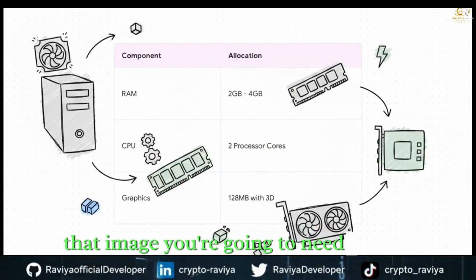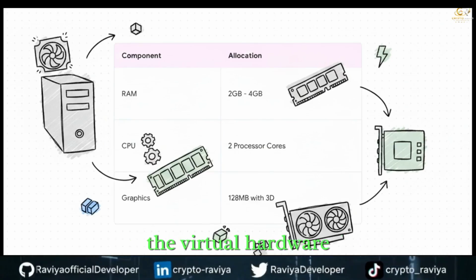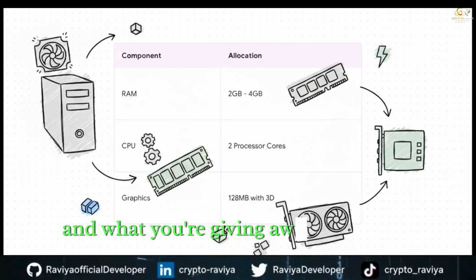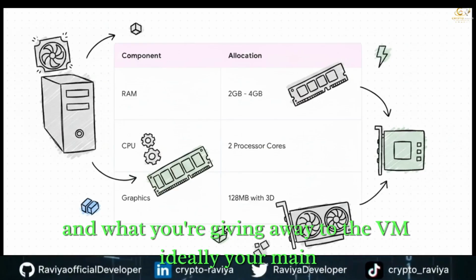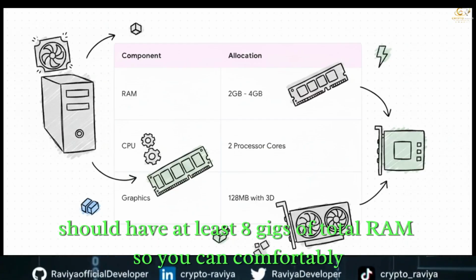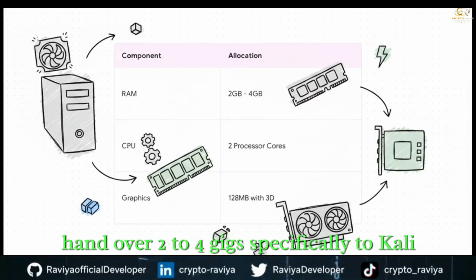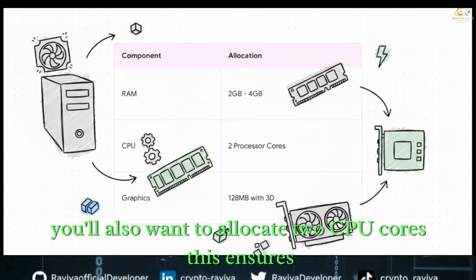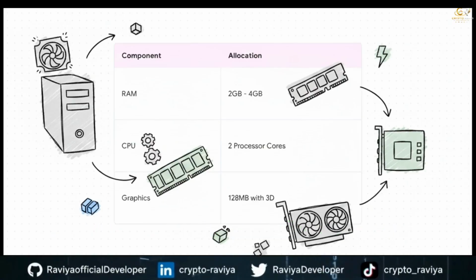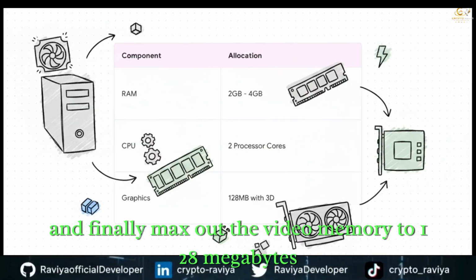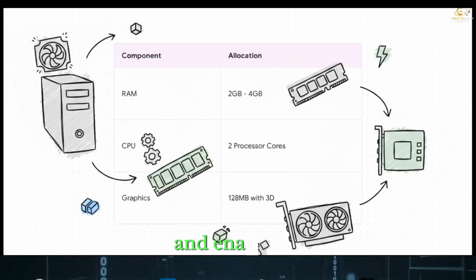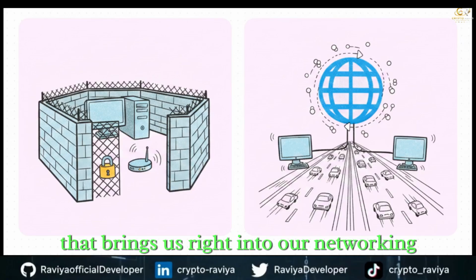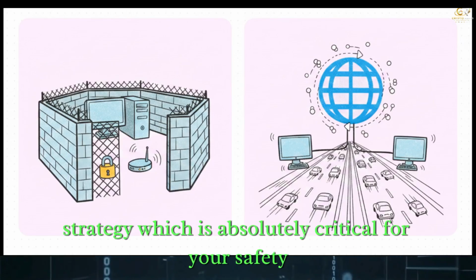When you import that image, you're going to need to tune the virtual hardware. And it's vital to understand the balance between your host machine's total resources and what you're giving away to the VM. Ideally, your main host computer should have at least 8 gigs of total RAM so you can comfortably hand over 2 to 4 gigs specifically to Kali. You'll also want to allocate 2 CPU cores. This ensures that multi-threaded tools like those brute forcers run smoothly. And finally, max out the video memory to 128 megabytes and enable 3D acceleration to keep your interface nice and snappy. That brings us right into our networking strategy, which is absolutely critical for your safety.